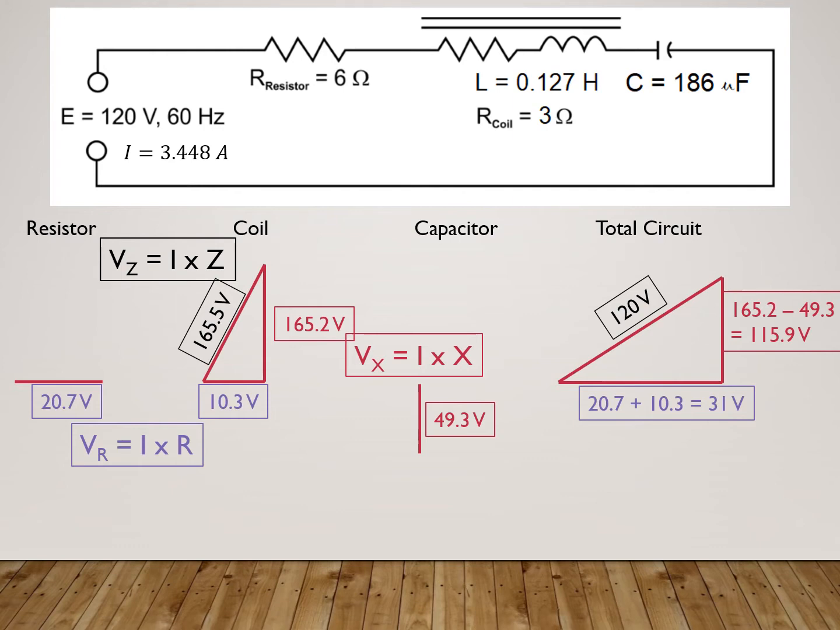For my total circuit, it should end up that if I take the Z multiplied by the I, I should get 120, because that's how I found the I in the first place, right? So making sure that everything still works out in that value. Now I solved for all the different voltages throughout my entire circuit, and I can double check each and every single different component.